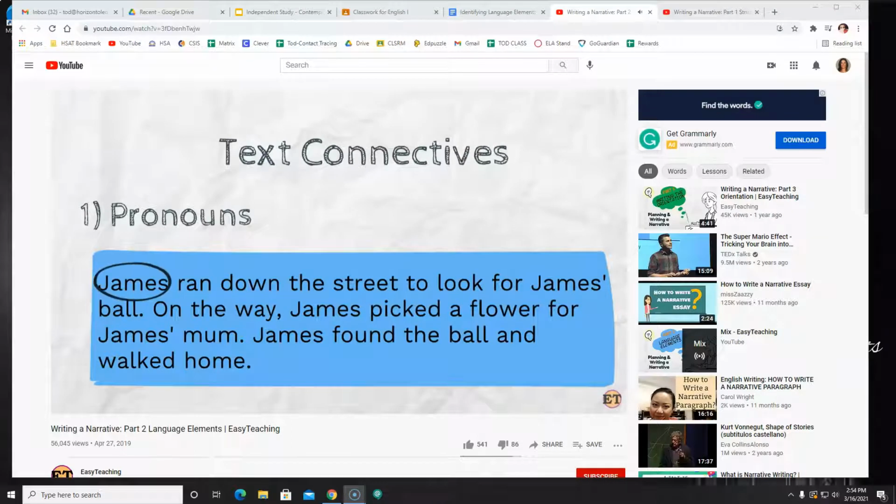Did you notice that it's very repetitive and that it doesn't flow very well? By using pronouns, we can make this passage of writing flow better. Try reading it again now that pronouns have been added.